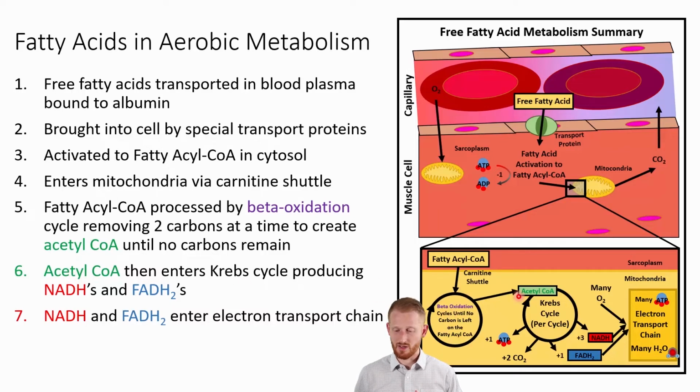Once the acetyl-CoA gets into the Krebs cycle and it goes through the normal Krebs cycle process, we're going to end up getting NADHs and FADH2s. The NADH and FADH2 molecules produced in the Krebs cycle will then make their way into the electron transport chain, where they get used up to produce a lot of ATP. All right, so much more ATP from fat than what you're going to get from carbohydrate.